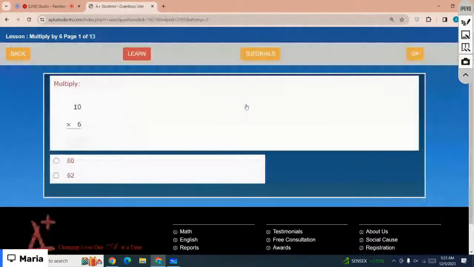Multiply 10 times 6, which is the correct option? Yes, the correct option is 60. 10 times 6 is 60.